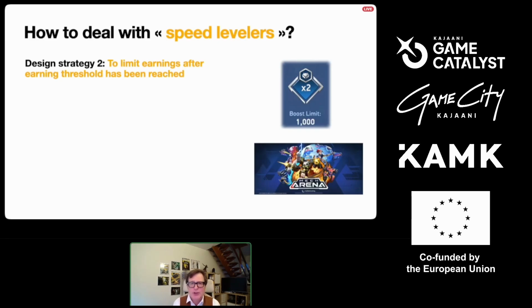Another strategy is to limit their XP earnings once they have reached a daily cap. For instance, in Make Arena, which is a mobile multiplayer game, kind of mid-core to hardcore, a 5 versus 5, a pretty intense combat game, there's a feature that they call point boost. It doubles combat points earned after each round of combat, but it works for a limited number of points earned during a time period. And once players have used their quota, they cannot double their earnings anymore.